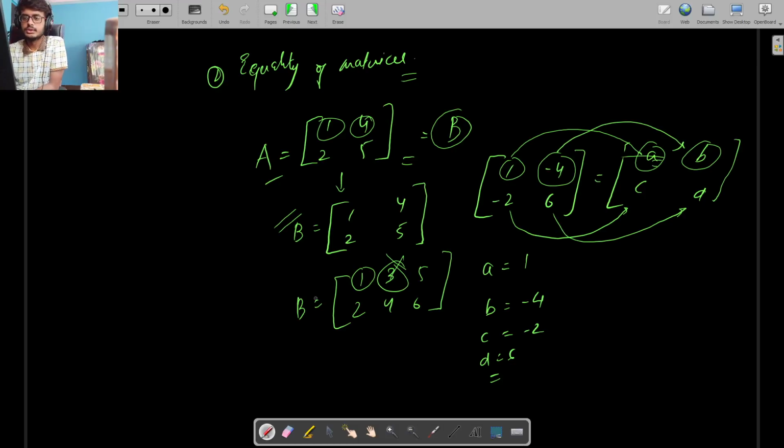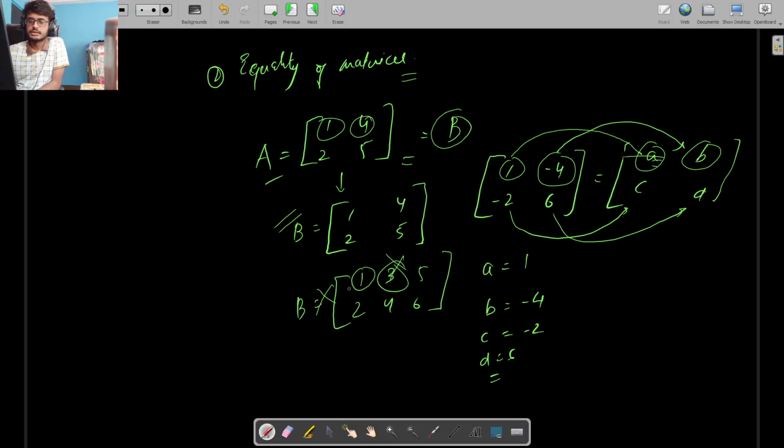So this is not the right answer for B. Okay, so equality of matrix. For equality of matrix, you need to verify each element of the matrix, right? First element with the first element of the second matrix, second element with the second element of second matrix, like that you should go on. Okay, so that is equality of matrix.